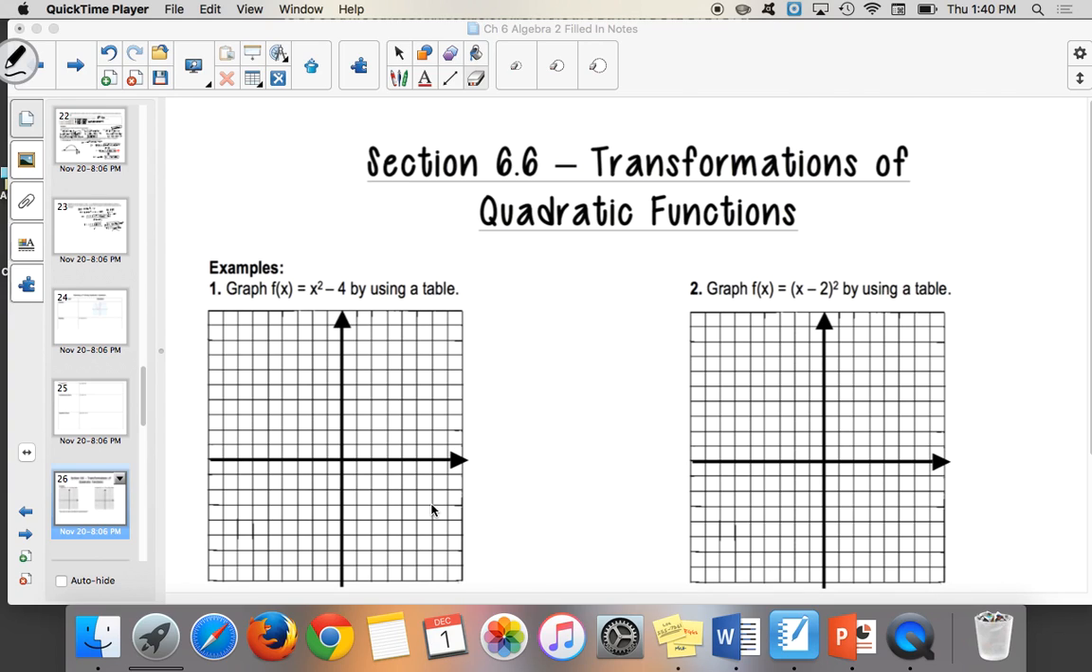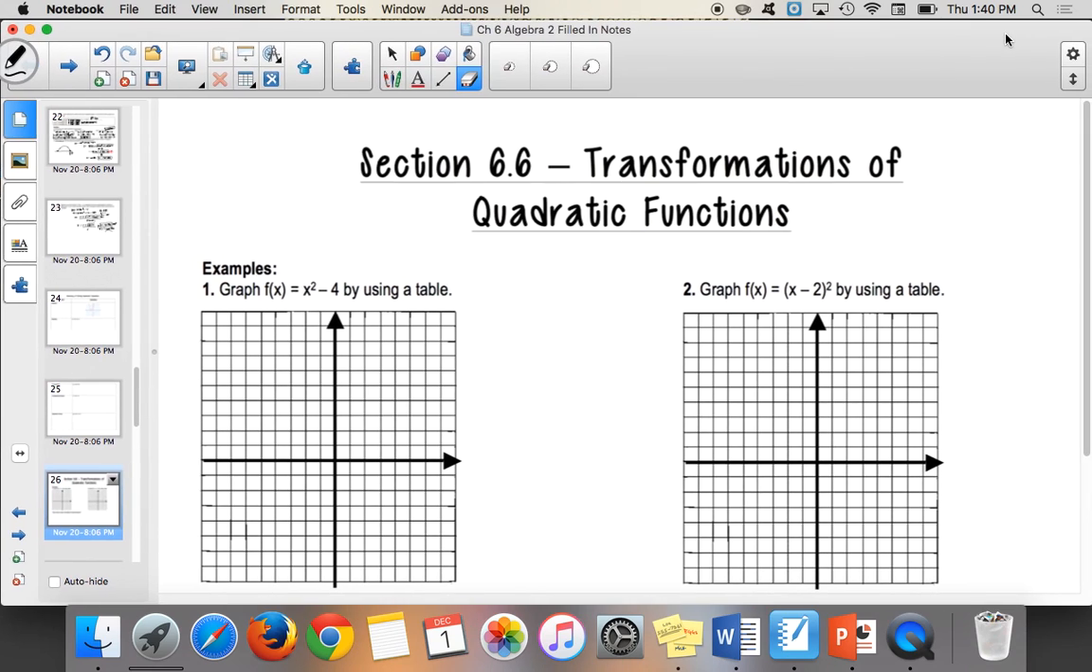Number one says graph f of x equals x squared minus 4 by using a table. The whole point of this section is to continue to graph quadratic functions, but not have to draw a table, a t-table, every single time. So we're going to start it out by reviewing that.